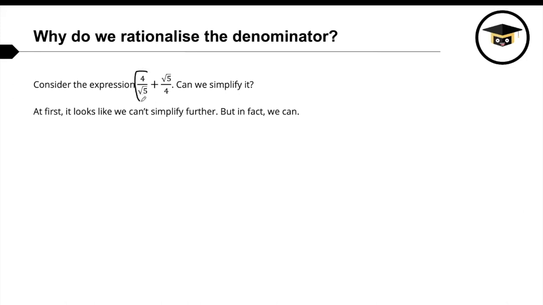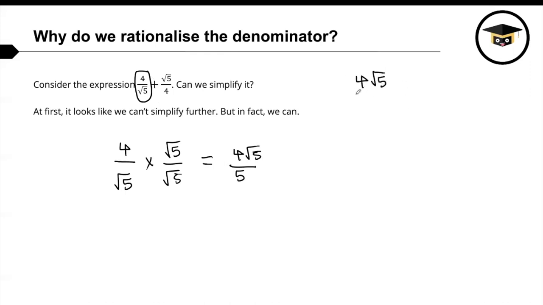Let's first simplify this 4 on root 5. We can multiply by root 5 over root 5. The reason I do this is because the denominator then just becomes 5, and the numerator becomes 4 root 5. So this first fraction is 4 root 5 on 5. So can we simplify this expression now? Well, the expression now becomes 4 root 5 over 5 plus root 5 over 4.